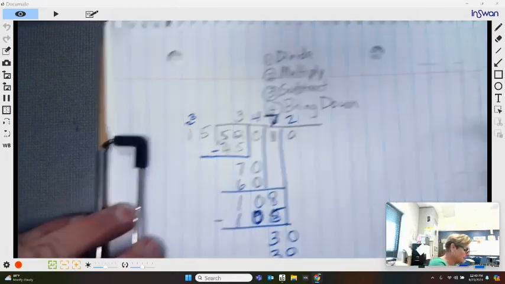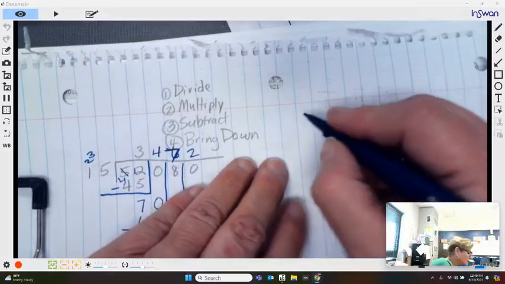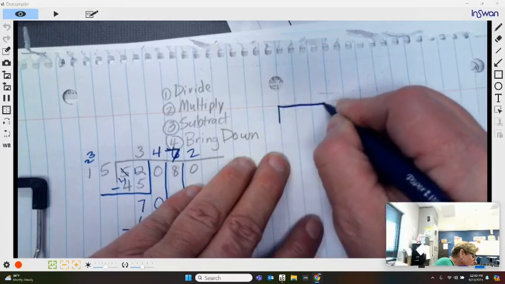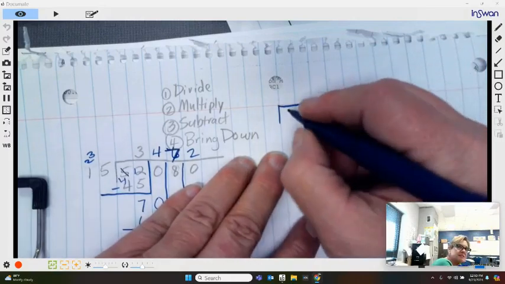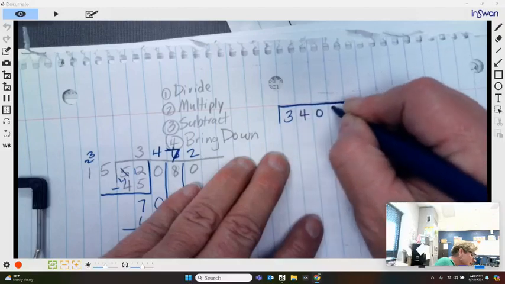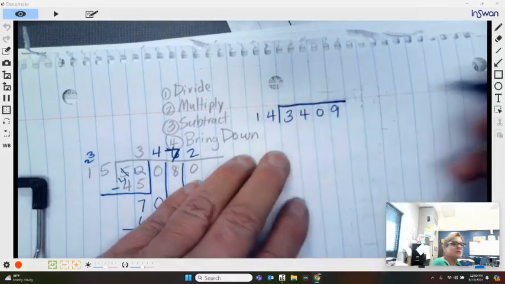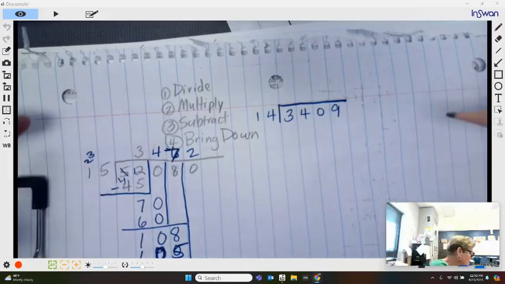I tell you what, I'll write the problem in my pen and then I'll work it out in my pencil, and maybe that'll set it up and show things a little bit easier. So in this next problem, I'm going to divide 3,409 by the number 14. Now, if you see how spread out and neat that looks when my numbers are spaced, that's going to help me as I'm dividing, multiplying, subtracting, and bringing down in this process.